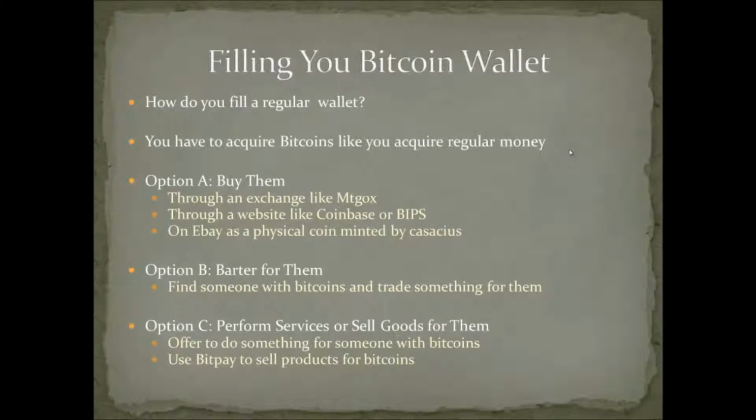So those are really the three ways that you can fill your wallet. Remember, Bitcoins are real money and people trade real money for them, so you're not going to get them for free. You have to do something for them. And there are three options. You can either buy them, you can barter for them, or you can perform services or sell goods for them, just like real life with real money, like the US dollar.